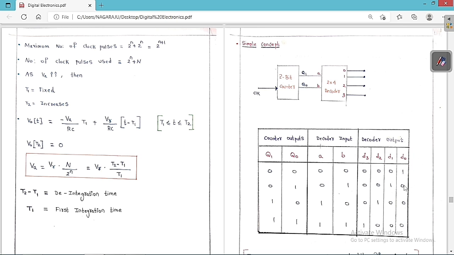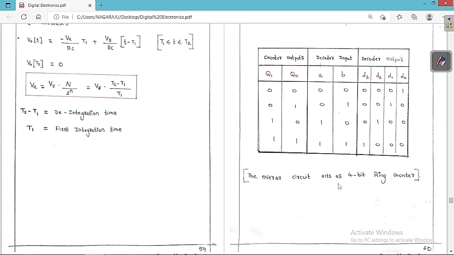This concept I have already told you: the one is shifting. Therefore we can say it is a ring counter. The overall circuit is going to act like a 4-bit ring counter. The whole circuit, the combination of the 2-bit up counter and the 2 to 4 decoder, is going to act like a 4-bit ring counter, because the one is shifting one after another. You can see clearly from this table itself, the one is shifting slowly one after another. So the overall circuit is going to act like a 4-bit ring counter.